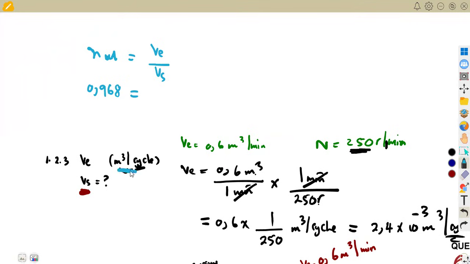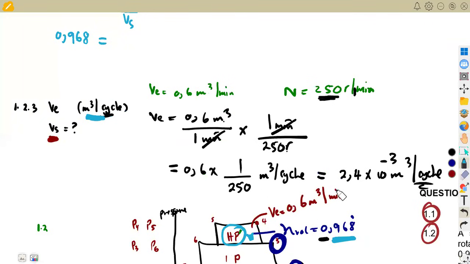Our answers are needed in cubic meters per cycle. So are you going to take the effective volume, which was in cubic meters per minute? No. Because if you take that, your answer for the swept volume is also going to be in cubic meters per minute. The unit that you use is the same unit that you get on your answer. Are we together there? Since we need our answer in cubic meters per cycle as it is given there, the effective volume that we are going to use is the one that we calculated in cubic meters per cycle, this one.